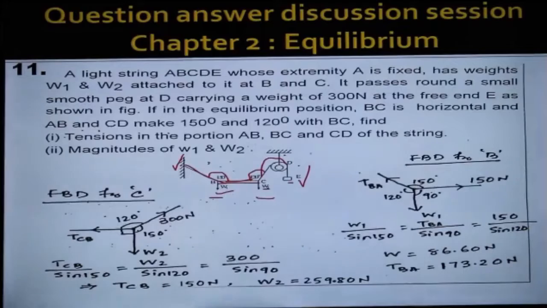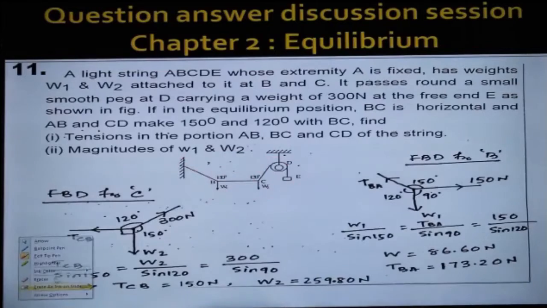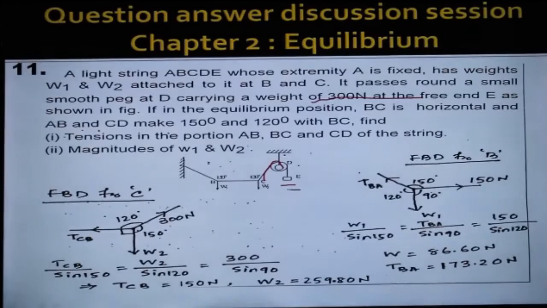You know the tension in the portion CD is nothing but equal to the weight or the load here. How much load is at point E? Already there is a weight of 300 Newton attached at the free end. So the tension in portion CD becomes equal to this 300 Newton.